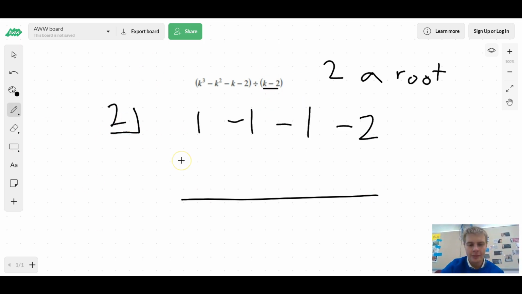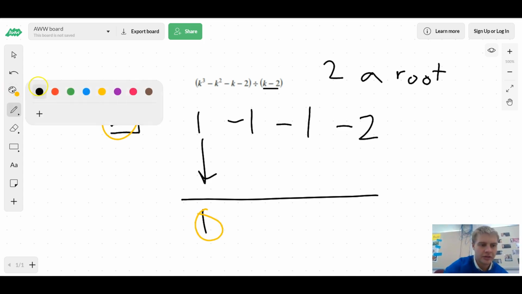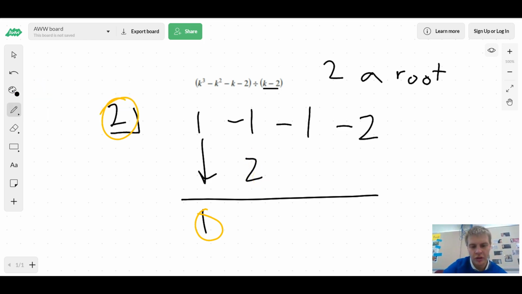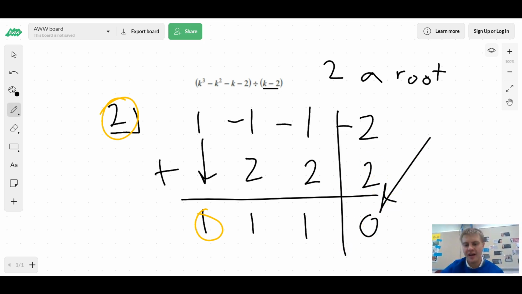And so when we end up doing that, the 1 is just going to drop down, and I'd get 1. Then you take this number and times it by this, so that would end up giving me 2. Negative 1 plus 2 would be 1. Times that by 2, negative 1 plus 2 would be 1. Times that by 2, negative 2 plus 2 would be 0. Yay, this is a factor, and it's also a root because we have no remainder. So anytime you have no remainder, this is yes.